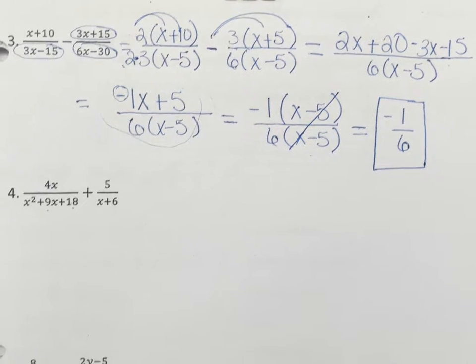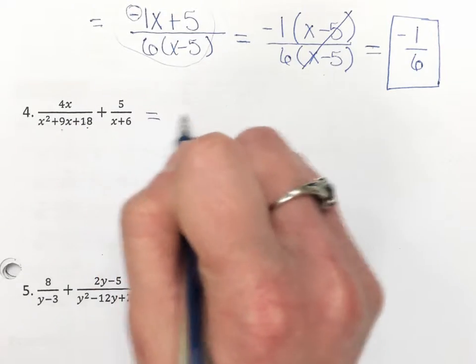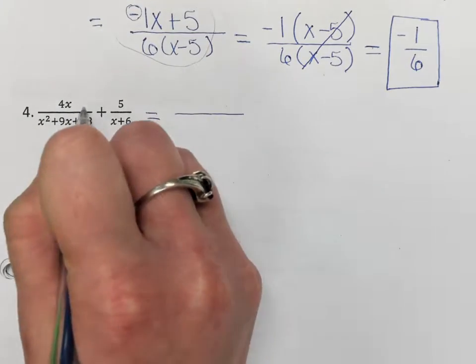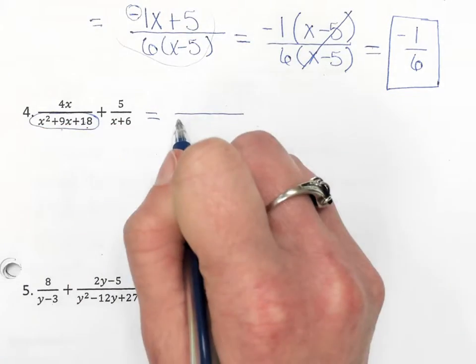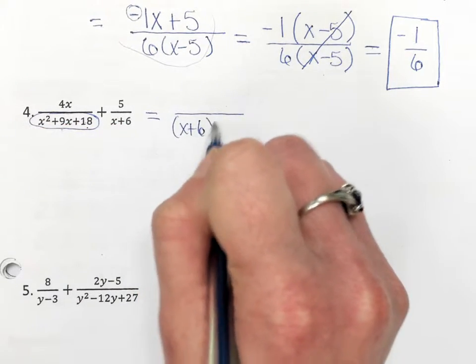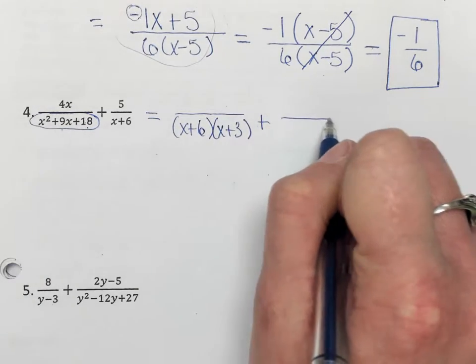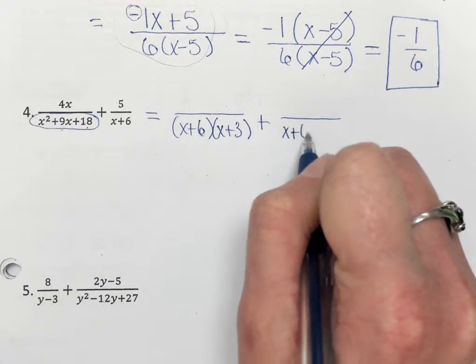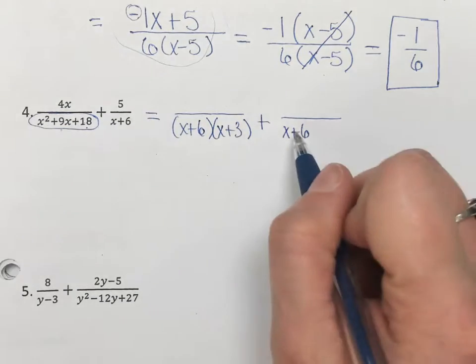Okay, what about number 4? You ready? So I've got to factor first. What do you see that will factor? The bottom of the first one. The bottom of the first one, x squared plus 9x plus 18. How does that factor? x plus 3 and x plus 6. Okay, the other one is just x plus 6. So, what is one of them missing? X plus 3. Very good.